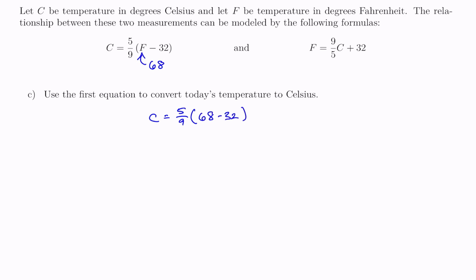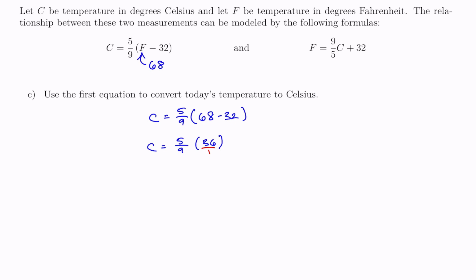Again, following order of operations, I need to perform what's in the parentheses first. So the first thing I need to do is 68 minus 32. 68 minus 32 is 36. So this gives us C equals 5/9 times 36. And now to perform this final calculation, multiplying 5/9 times 36, we again need to think about 36 as 36 over 1. We do this so that we're able to multiply the fractions. We need to have a numerator and denominator to multiply together.